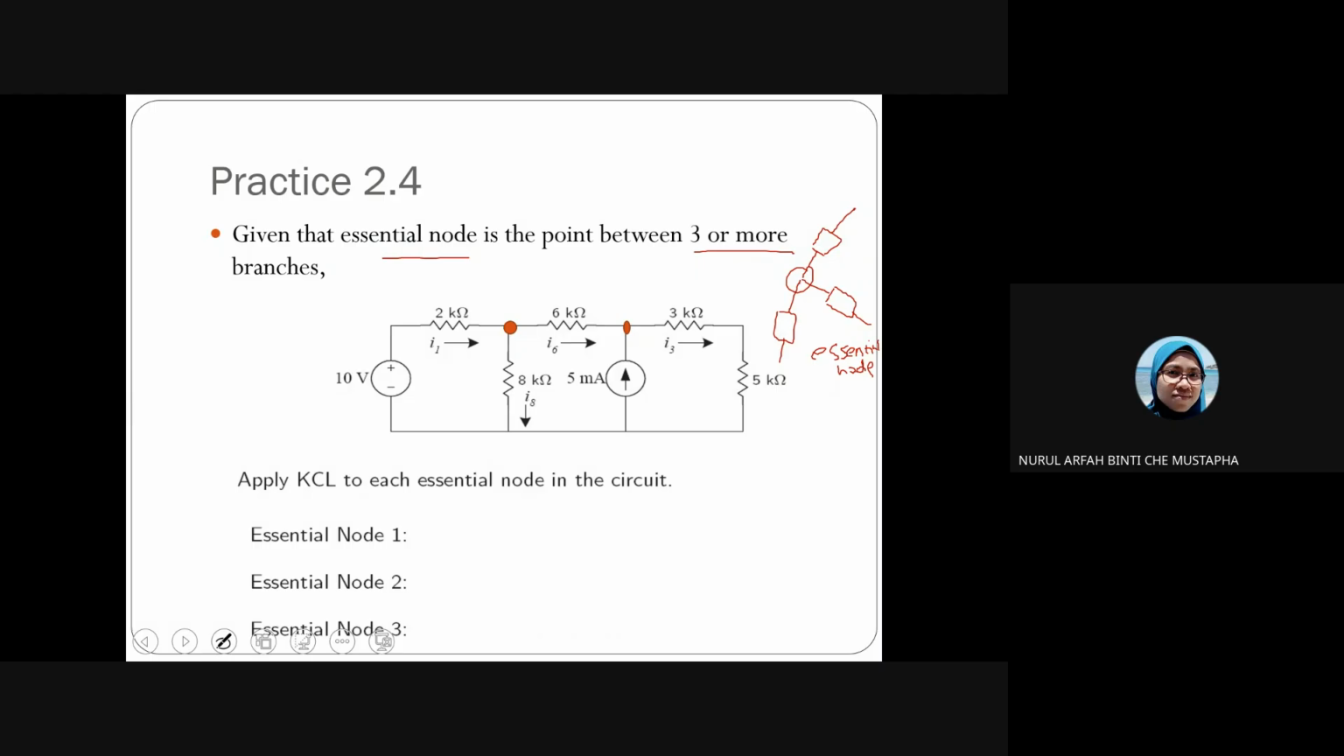Try again. See, someone is already going to sleep. Any try? Can have one? I give the essential node number 1. Maybe I give number 1, you do the rest now. I want current entering to be equal to current leaving. Summation of current in equal to summation of current out.